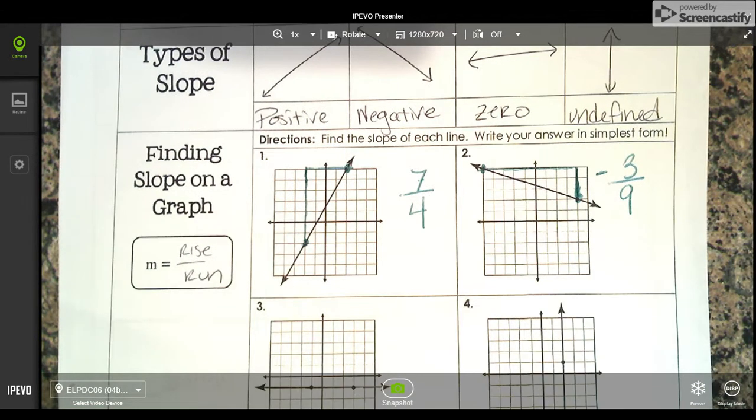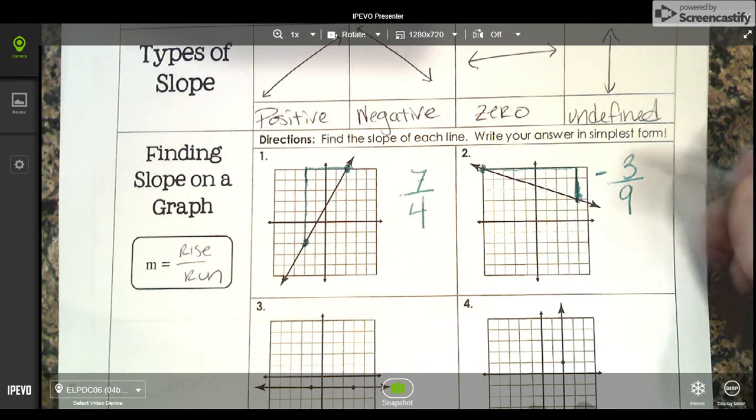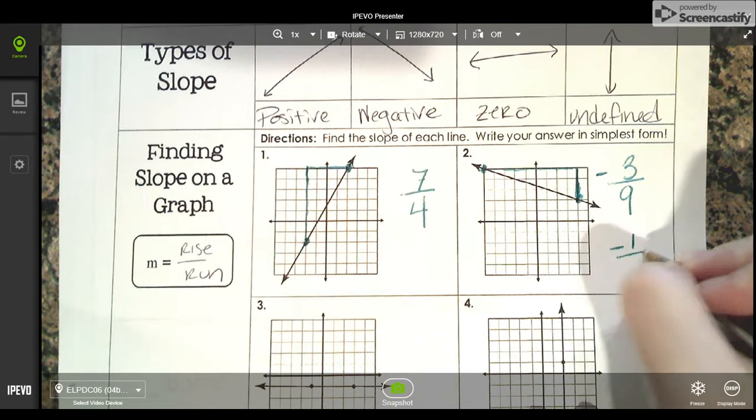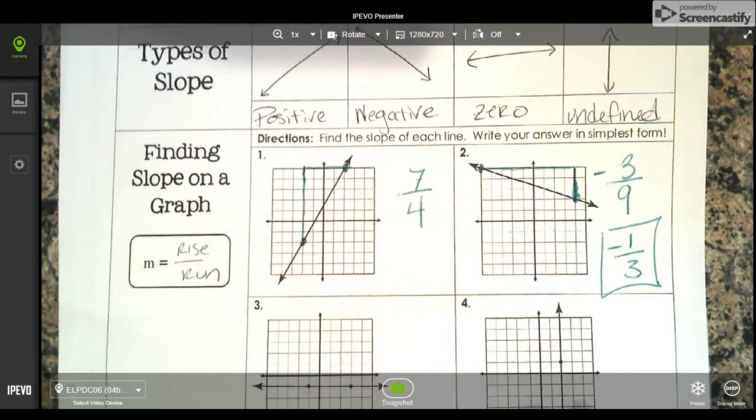So if you have to go left, it's going to be negative. And then if this reduces, you reduce it. So 3/9 actually reduces to 1/3. So this would be your final answer.